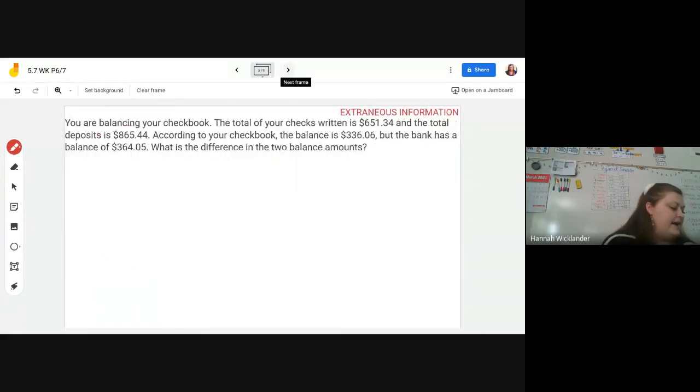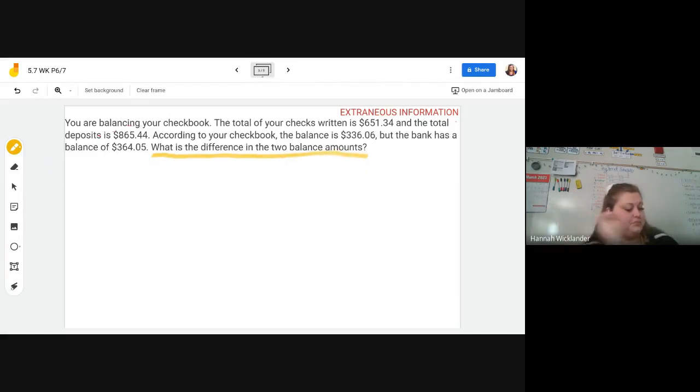All right, next, you're balancing your checkbook. The total of your checks written is $651.34, and the total deposits are $865.44. According to your checkbook, the balance is $336.06, but the bank has a balance of $364.05. What is the difference in the two balance amounts? So what is my question asking? What is the difference in the two balance amounts?